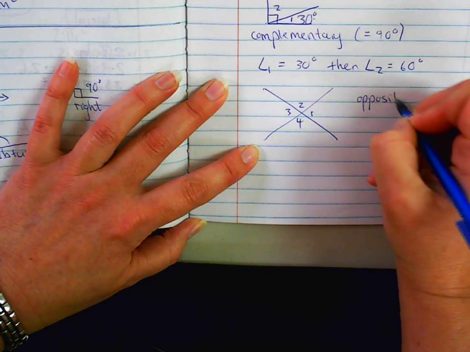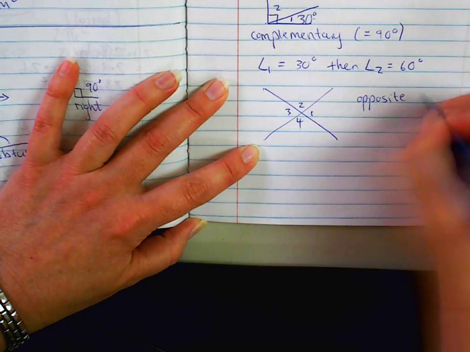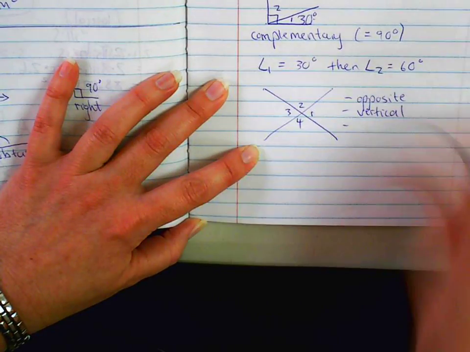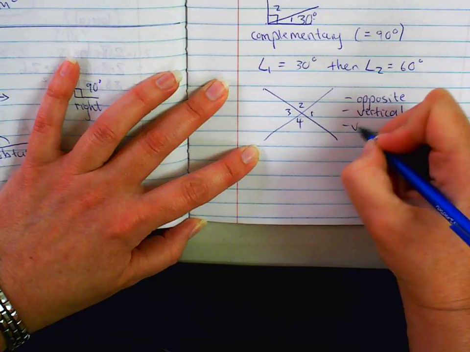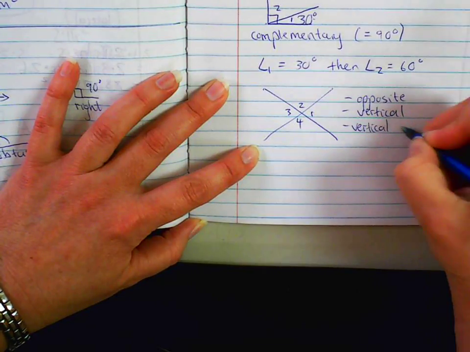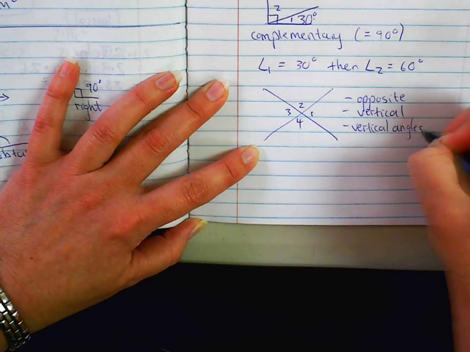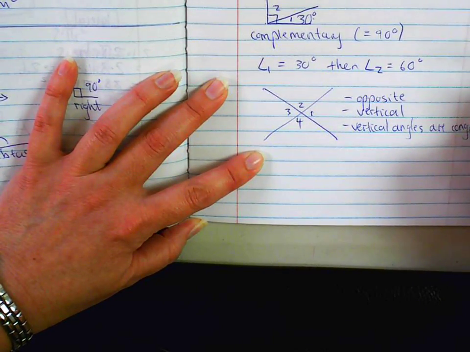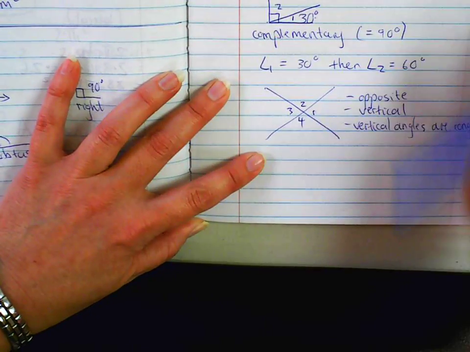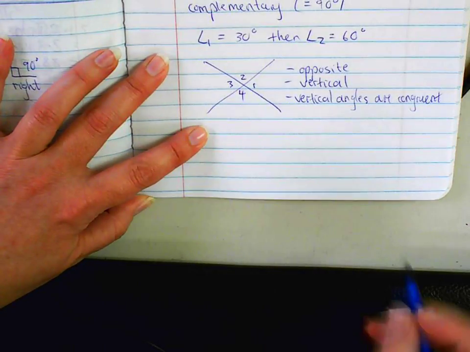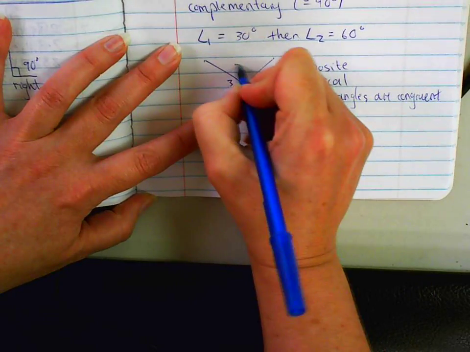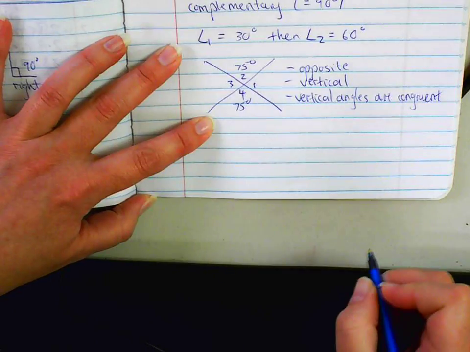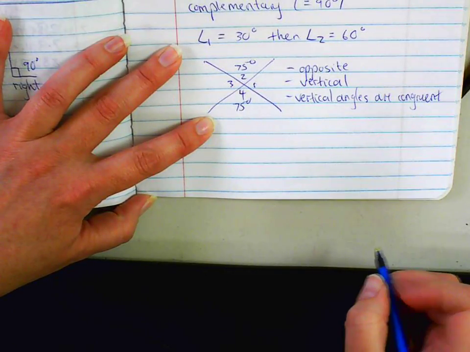Their fancy name is vertical angles. And guess what? Vertical angles are equal. They are congruent. They're exactly the same. So if angle 2 is 75 degrees, then angle 4 would be 75 degrees. Got it?